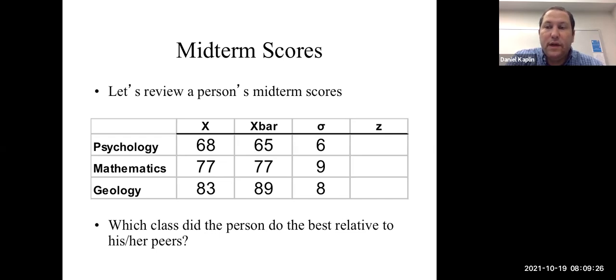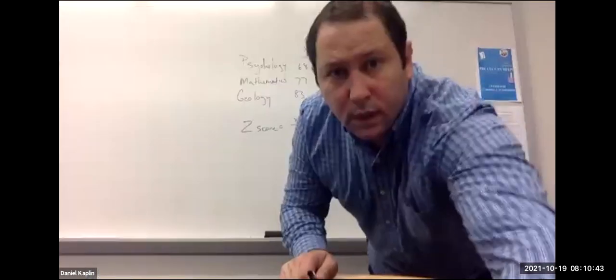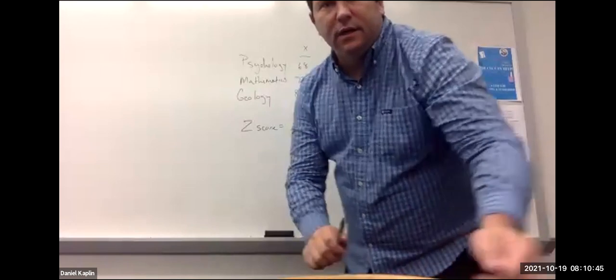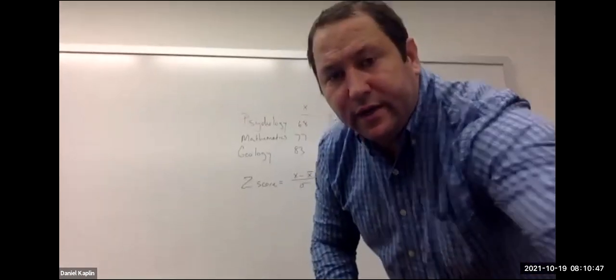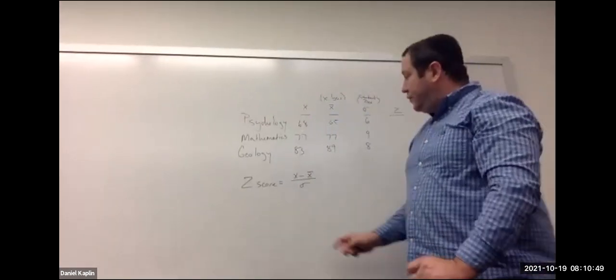So what I'm going to do is I'm going to stop my share. I'm going to go onto the board and I'm going to show you what the Z-score formula is. And we're going to determine how this person did relative to their peers. All right, so give me a second to set up. Okay, so here we are. I have everything written on the board for us, and I want to go over the formula first.